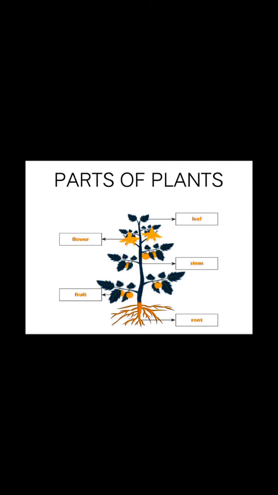A plant has different parts. They have root, stem, leaf, fruit and flower. The stem, the leaf, the fruit and the flower are above the soil and we can easily see them. But we need to dig under the soil to see the roots. These parts of a plant perform different functions to help the plant to grow and stay healthy.